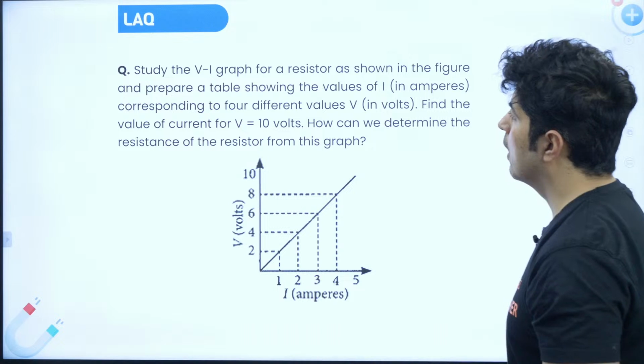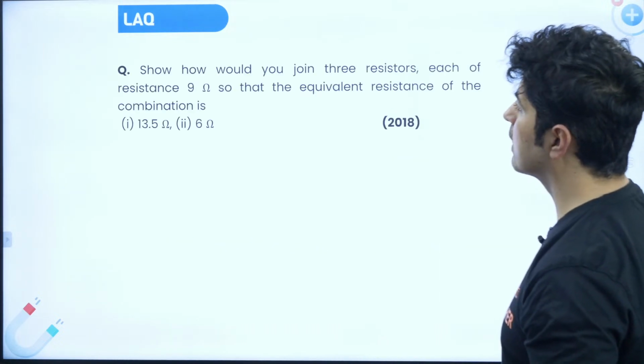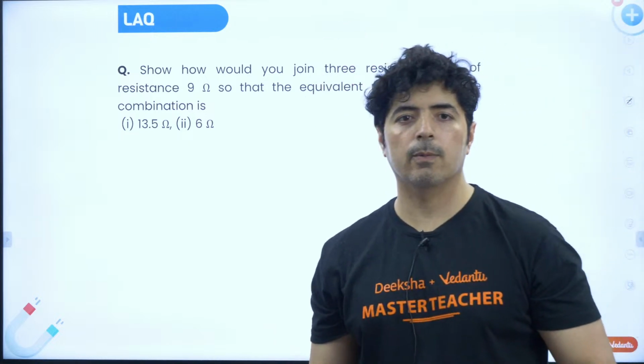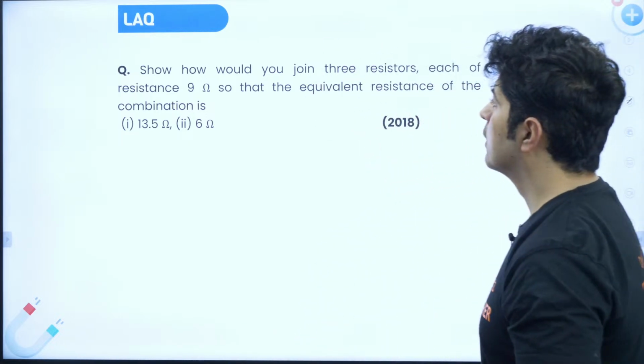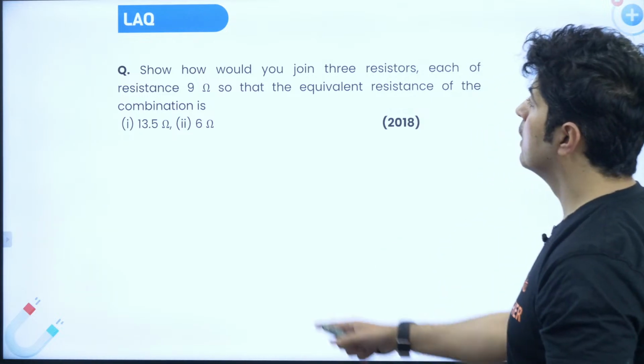So our next question over here is the VI graph. Okay, VI graph, we can do it. I want to do another problem. Yes, this is the problem I want to do with you guys. This is a 2018 CBSE problem. What does it say?